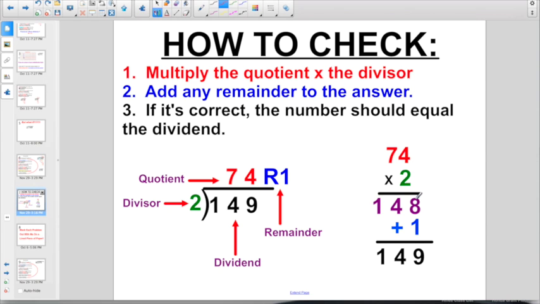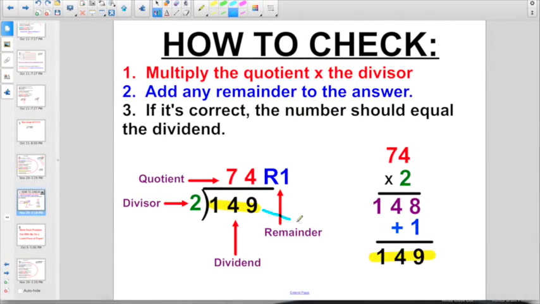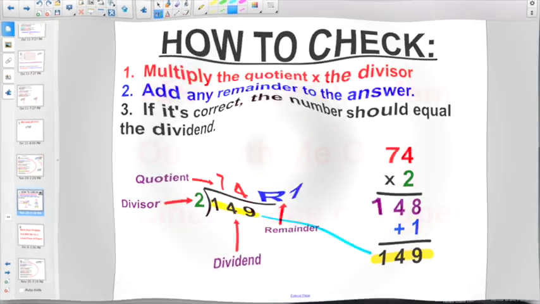74 times 2 was 148. And then go and add the remainder. Well, 148 plus 1 more is 149. So if you want to know if you did it right, when you multiply the quotient times the divisor and get an answer, and add on any remainder, that number should equal the dividend, the number inside the box.